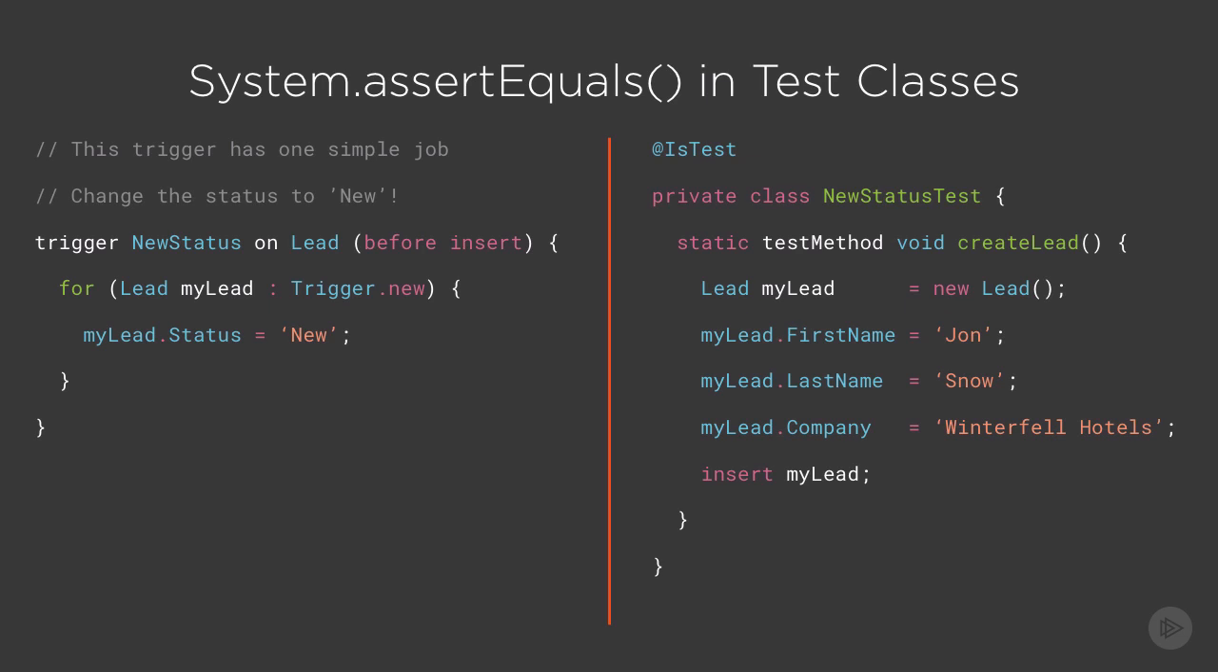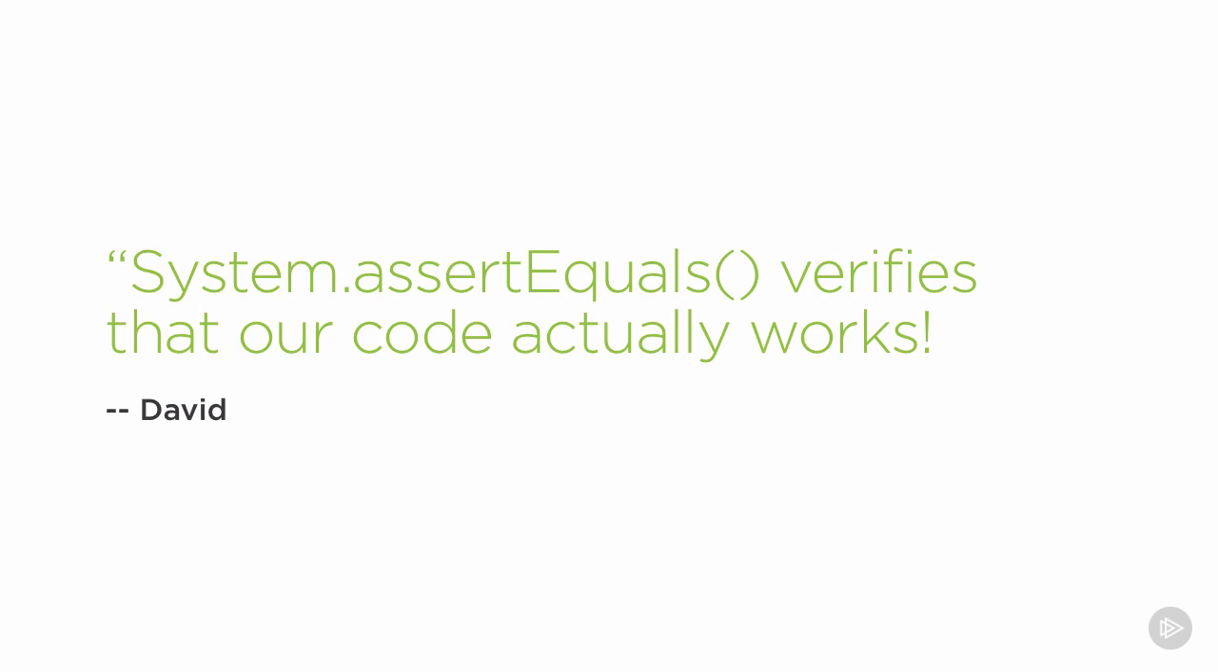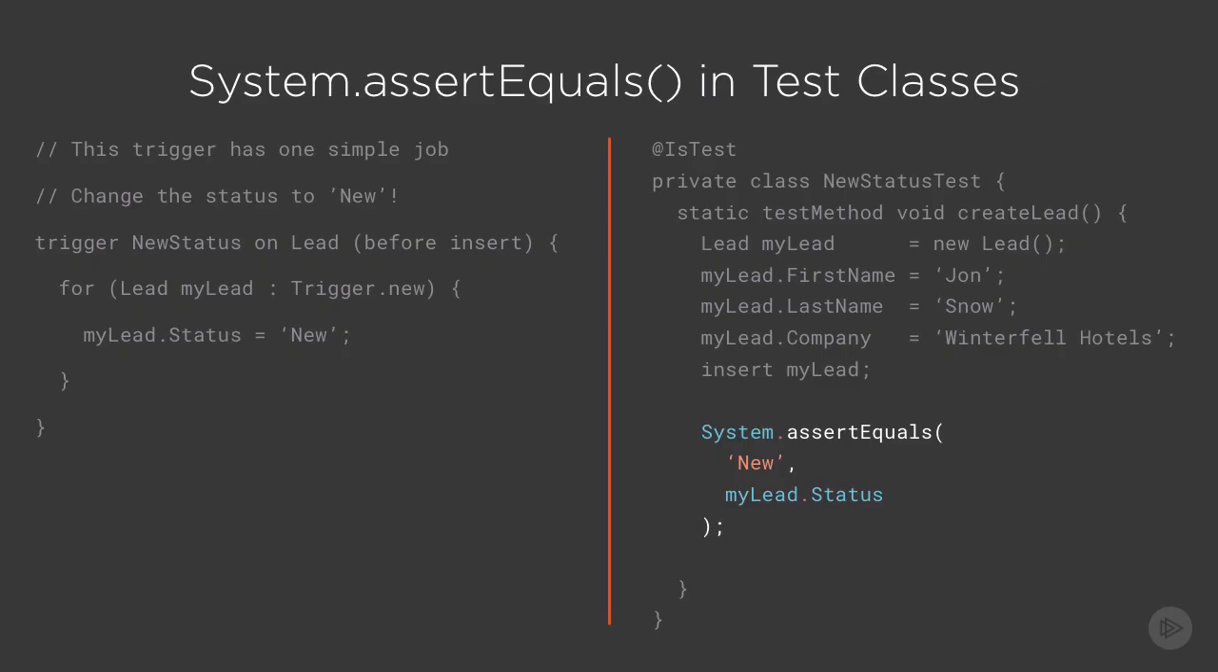Big deal. Enter system.assertEquals. Using this tool, we can compare expected versus actual values to see if our code actually works. Check it out. We know that even if the world is ending, our lead needs to have the new status. So we add an assertion that checks to see if this is the case. Now, not only are we getting code coverage, we're also finding out if our trigger actually works. This test class now has value to us.